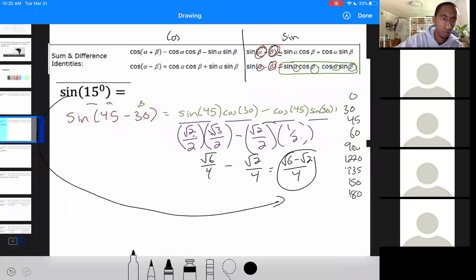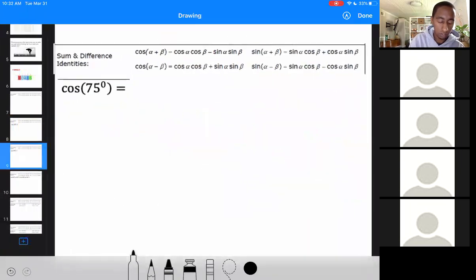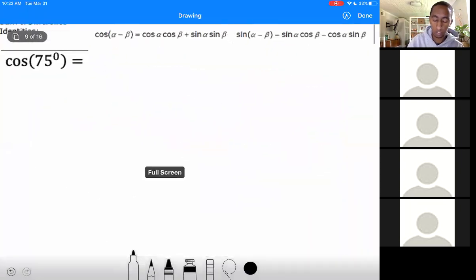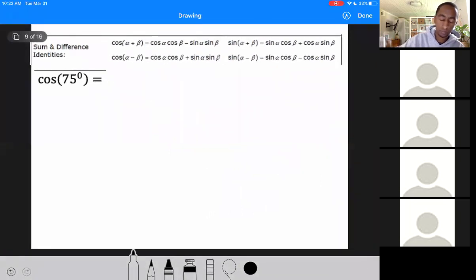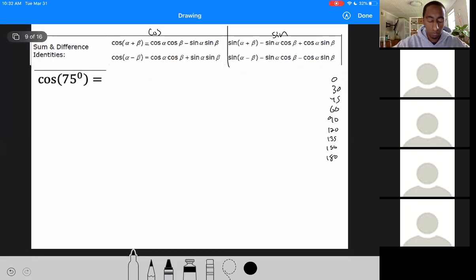No? All right. Let's try a couple more, and then we're going to talk about the other identity, okay? So cosine of 75. So now we're looking at cosine, okay? Again, this is an equal sign. So we're looking at these, not these. And I like to write out some of our values. And you can use any of them really, as long as they add or subtract to give you 75.